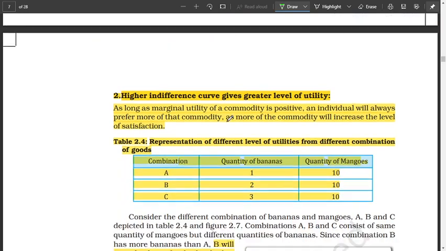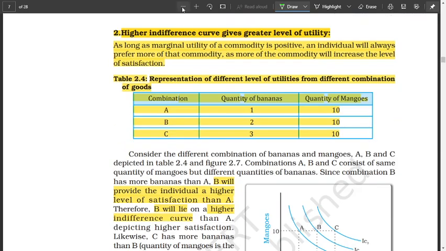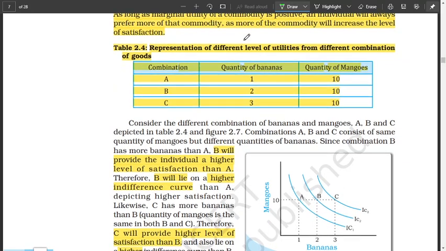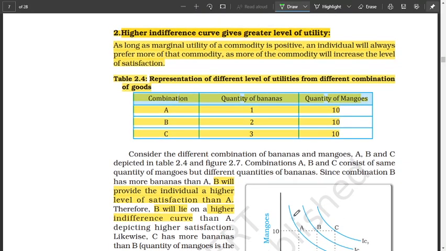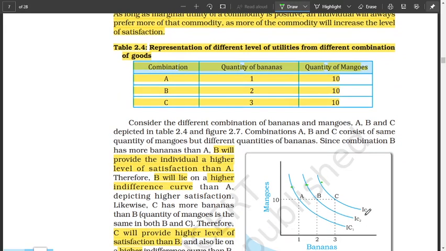Number two, as we have learned, in the indifference map, higher indifference curve gives higher level of utility. That means you have many indifference curves, so to say 1, 2, 3, that means the one that is the farthest, IC3 in this case, yields more satisfaction than IC2 than IC1.